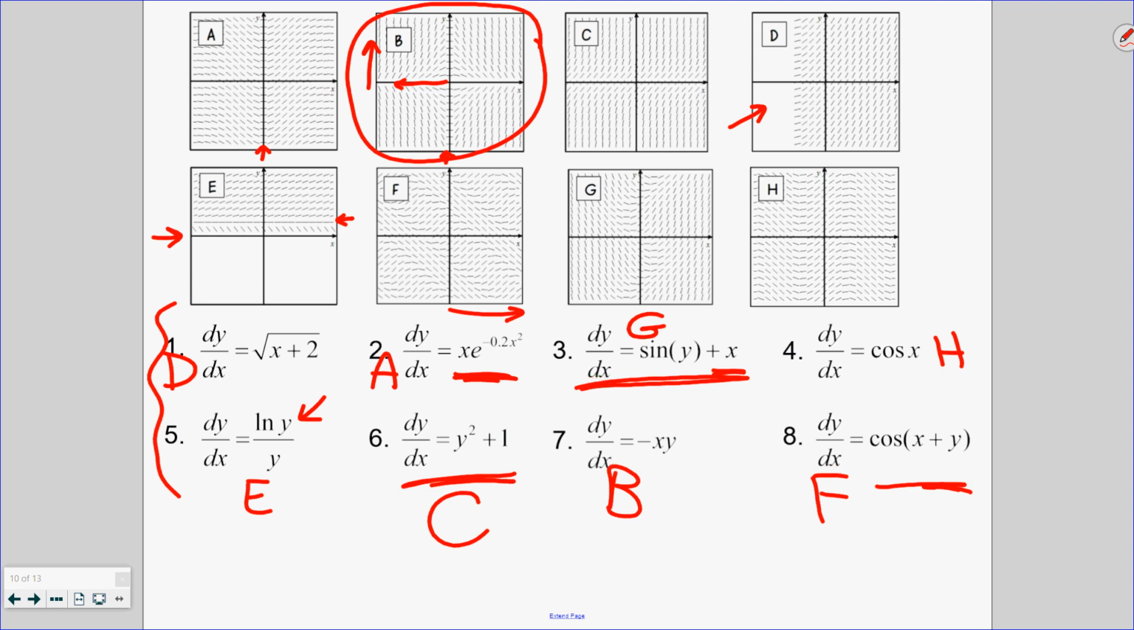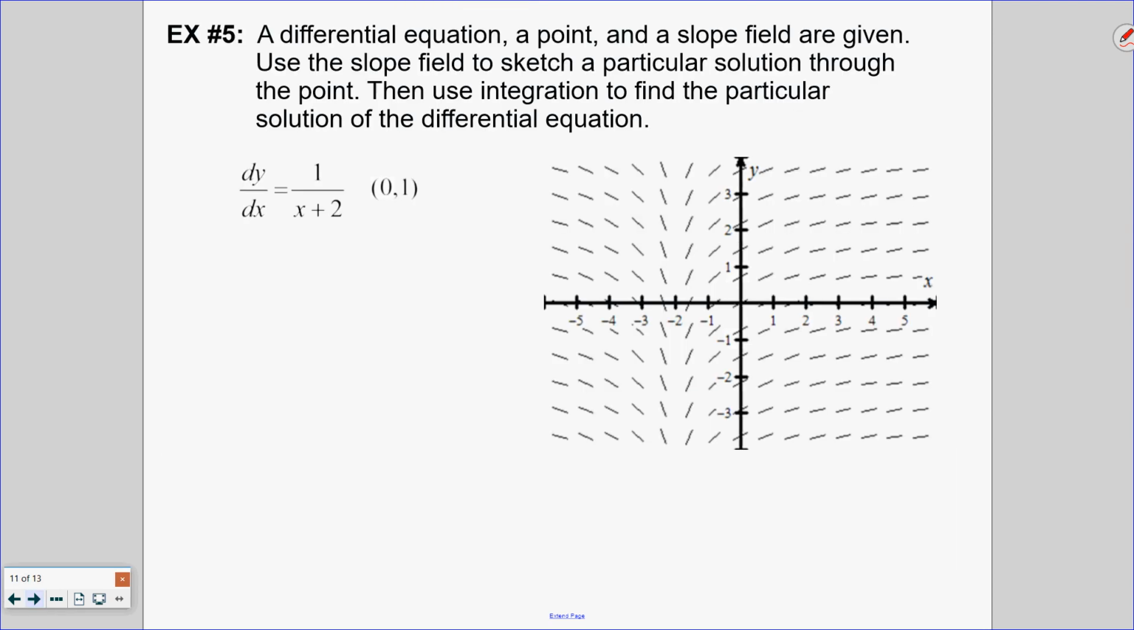Now, these are difficult ones to match, so I'll tell you to look over that and see why they match up, and think about the points that you would plug in. But that is something that's good to be able to do. All right.